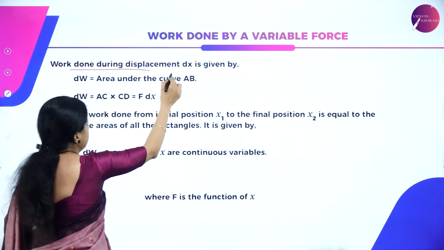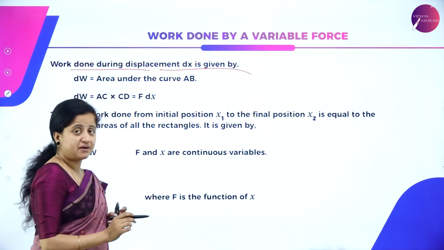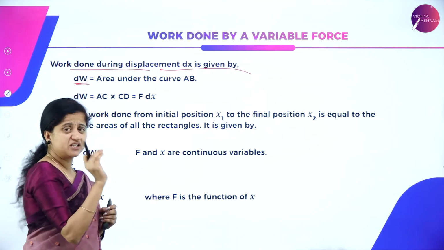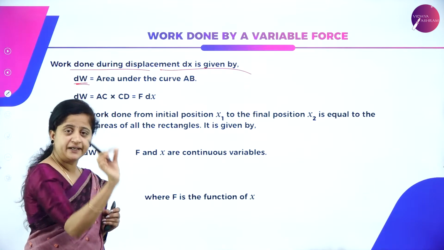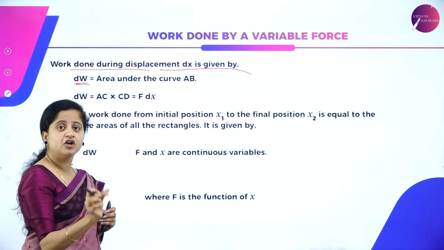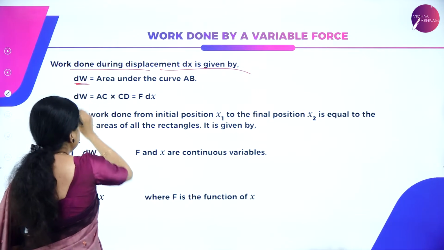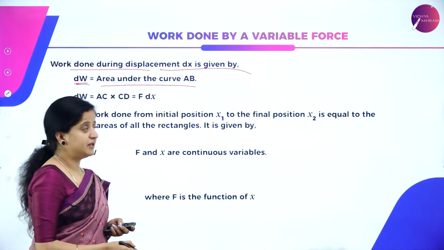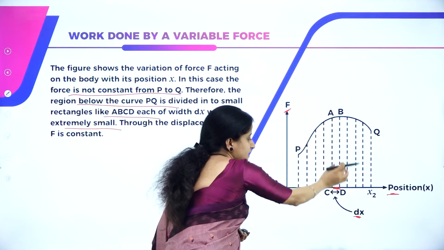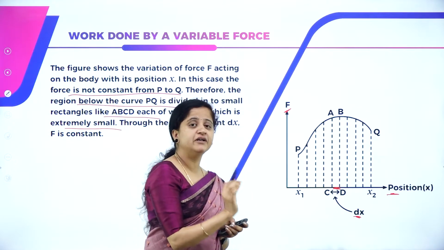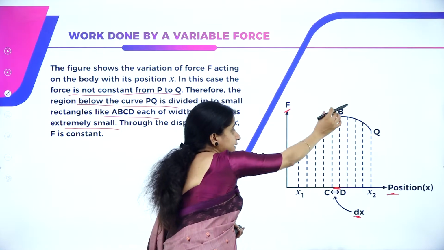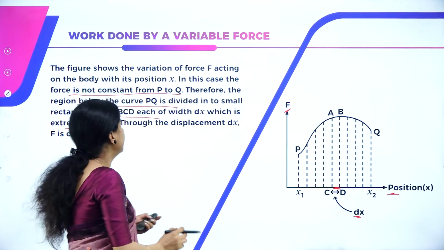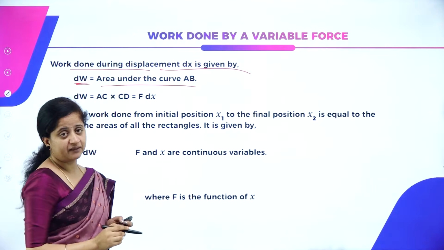The work done during displacement dx is given by dW. dW is nothing but the small work done. Since we are studying only the rectangle, which is the small component of the area, we can write work done is equal to dW, which is nothing but the area under the curve AB. This is the smallest rectangle we have considered of width dx. So the work done at this part can be calculated by taking the area under the curve AB.